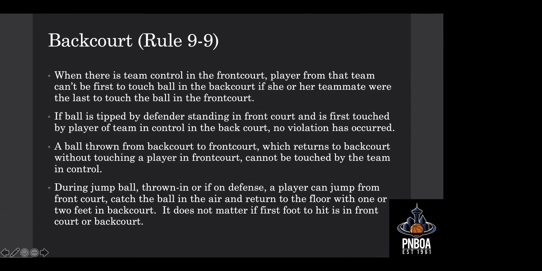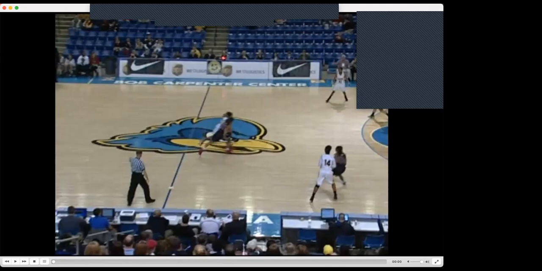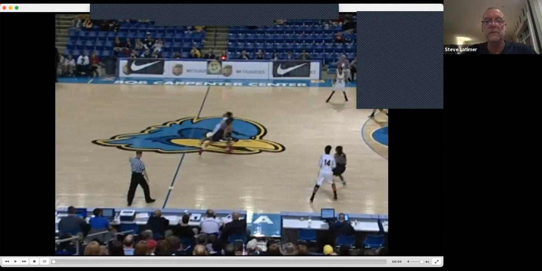But once a player in the front court were to touch it and then he goes backwards, well, then all bets are off. Then it is a violation. Once the player has control.